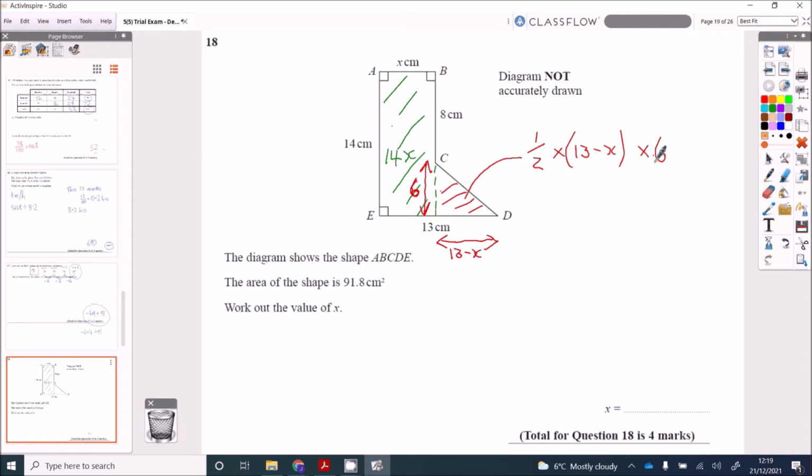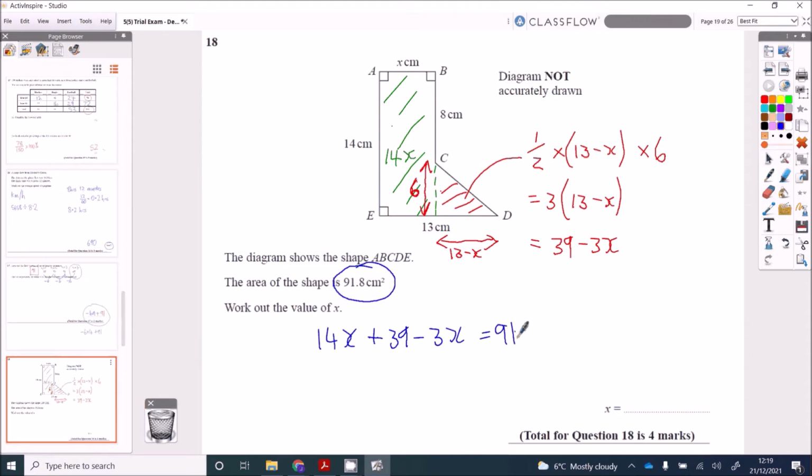Now, you can multiply these in any order you like. Okay, so I'm actually going to do the half times 6, which is 3. So this is 3 lots of 13 take away x. Doing my claw here, 3 times 13 is 39. 3 times minus x is minus 3x. So my total area of the shape is the area of the rectangle, which is 14x, added to the area of the triangle, which I've just worked out in red to be 39 minus 3x. And that combined area, I'm told in the question, is 91.8.